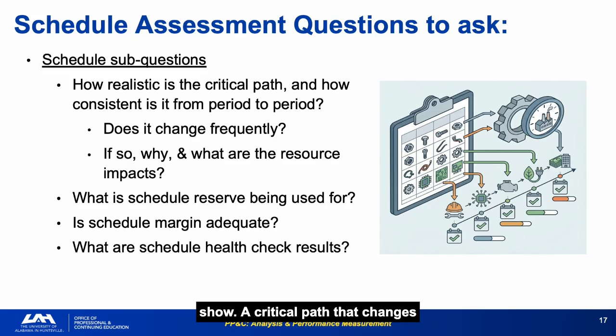A critical path that changes significantly from month to month is a symptom of either poor schedule maintenance or program instability. Both warrant investigation. Schedule reserve usage should be tracked specifically. What events triggered the use of margin, and have those events reduced future risk exposure or simply covered problems that have already occurred? These questions combine to build a picture of schedule health that goes well beyond what any single metric can provide.